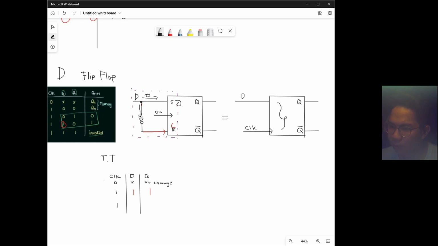And if magpass yung 0 dito, may invert, magiging 1 yung reset. So it resets the IC. Yung Q natin will go back to 0. And that's basically a D flip-flop.